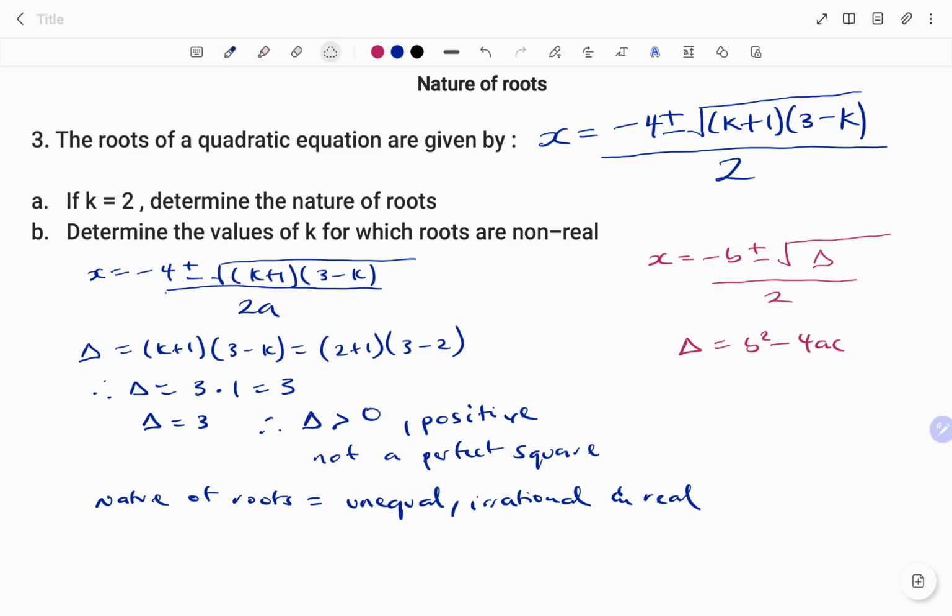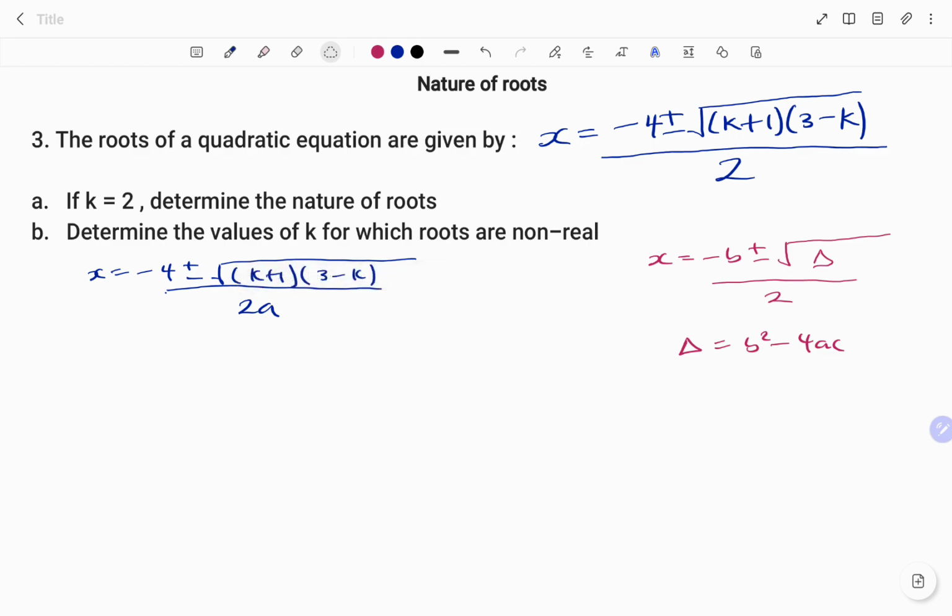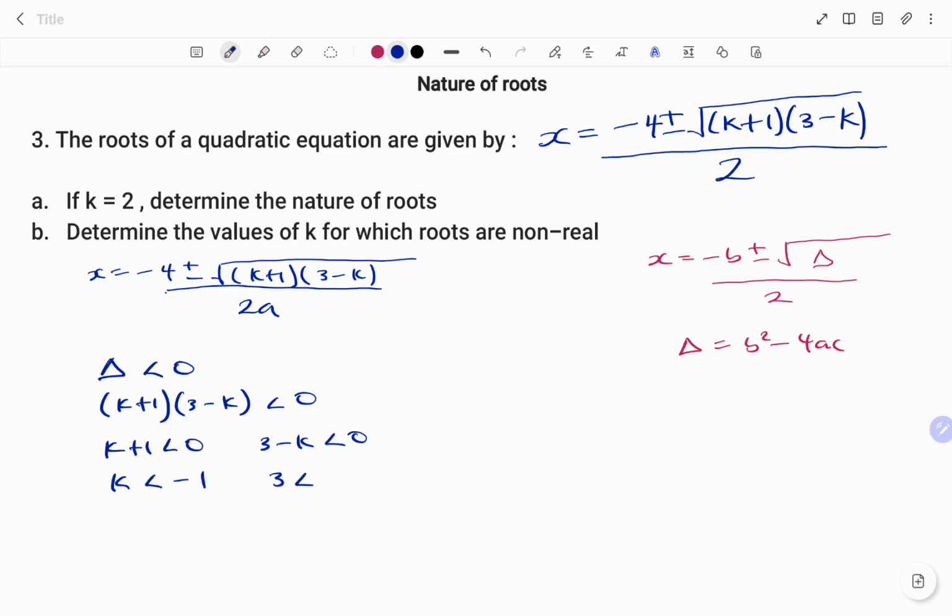For the second part of the question, it says, determine the values of k for which the roots are non-real. For the roots to be non-real, your discriminant must be less than 0, or a negative number. Therefore, the value under the root, which is our discriminant, k plus 1, 3 minus k, must be less than 0. That means k plus 1 less than 0, so k must be less than minus 1, or 3 minus k less than 0, then we have 3 is less than k.